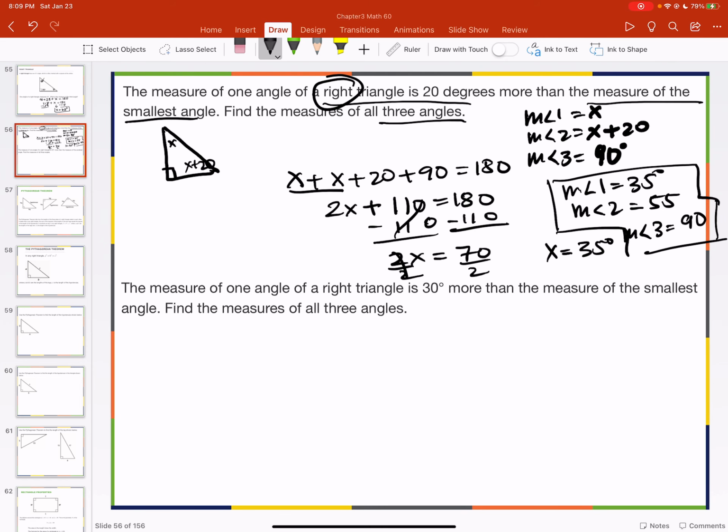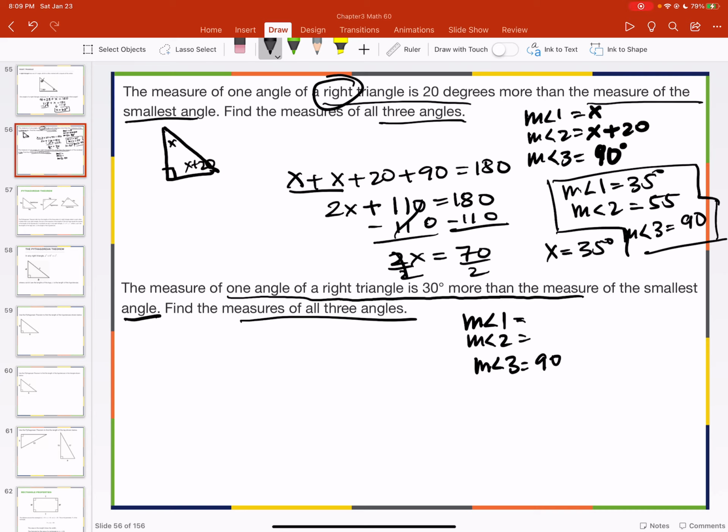Okay, so now we have another one. The measure of one angle of a right triangle is 30 degrees more than the measure of the smallest. Find the measure of all three. So same deal here, same kind of situation. We have three angles. One of them is 90, okay? One of them is going to be 30 more than the other, but we don't know what that is, so that's going to be our X. And then we add them together to get 180 degrees.